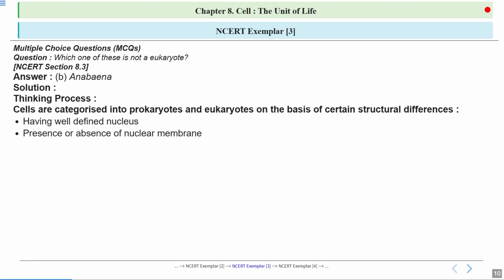Eukaryotes have membrane-bound organelles. In prokaryotes, the nuclear envelope is absent, meaning a true nucleus is absent. In eukaryotes, a true nucleus is present, and the nuclear membrane is present.